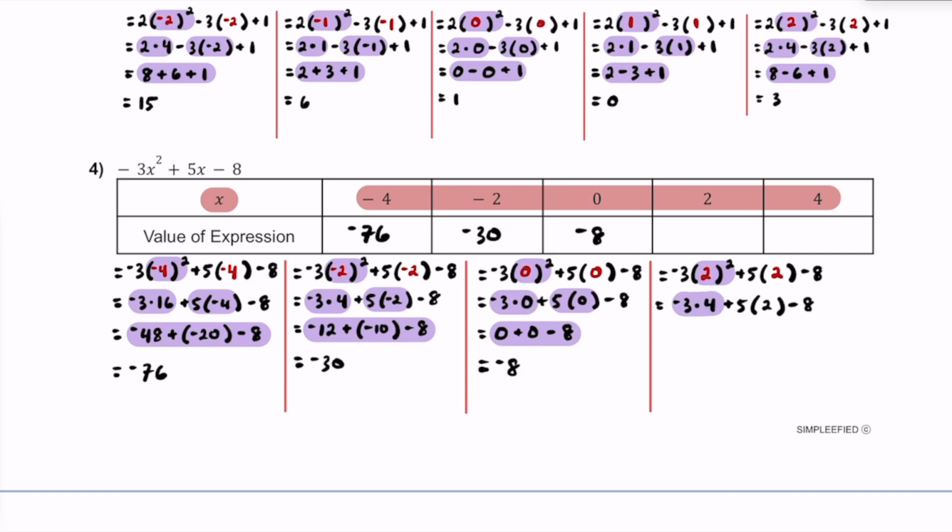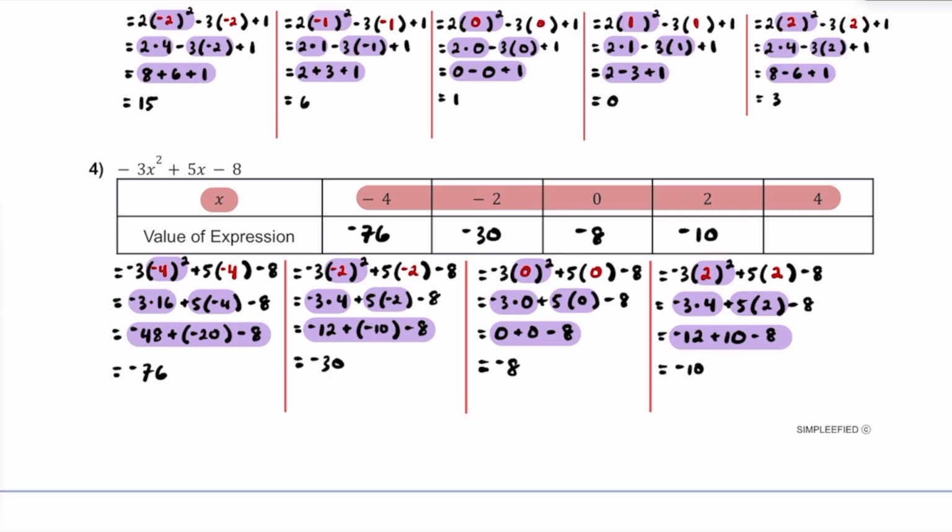All right, so we have 2 multiplication problems right here and right here. Negative 3 times 4 is going to be negative 12. And then 5 times 2 is going to be 10. So we're going to add 10 and then take away 8 here. So negative 12 plus 10 is going to be negative 2. Negative 2 take away 8 is going to be negative 10. So this expression would be equal to negative 10 if x was positive 2.